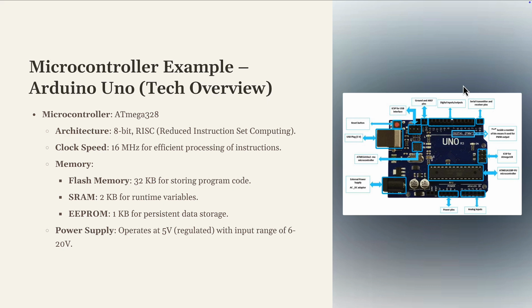The flash memory is 32 kilobyte for storing program code. So when you write a program, it will be stored into the flash memory. And the maximum size of a program is only 32 kilobyte. This is the SRAM for runtime variables, and the EEPROM, this is for persistent data storage.